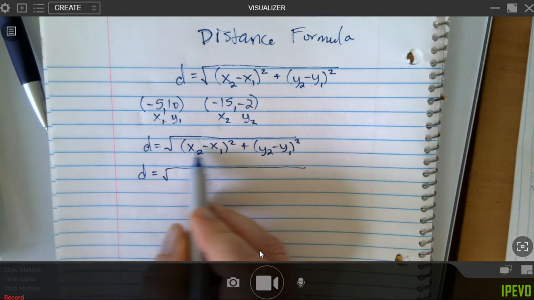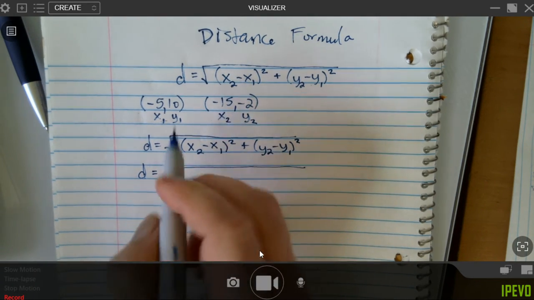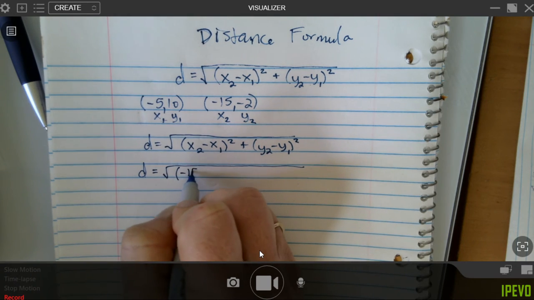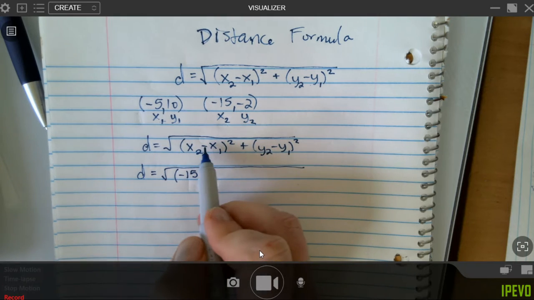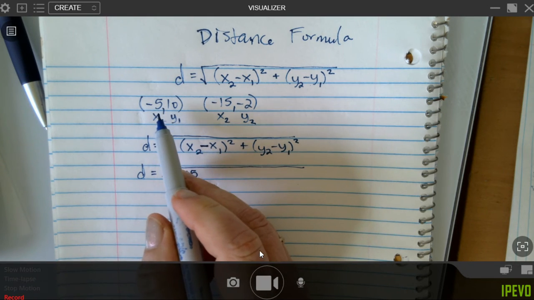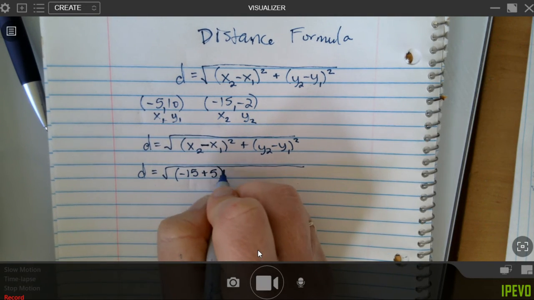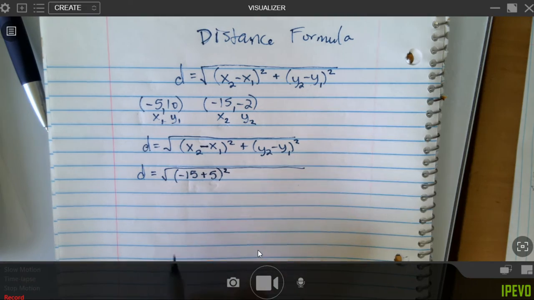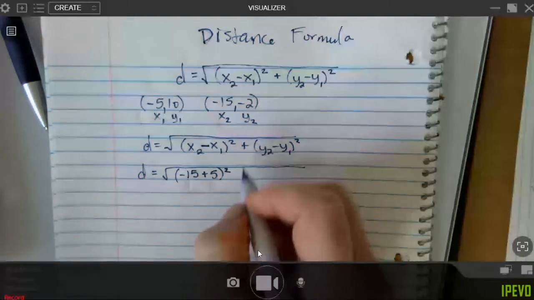I know what x2 and x1 are, so I'm going to fill those in. x2 is negative 15, and then x1 is negative 5. Now, be careful. We're subtracting a negative. So remember, when you subtract a negative, you end up adding. Make sure you have addition. That's how I got the plus there. I'm subtracting a negative to have addition.